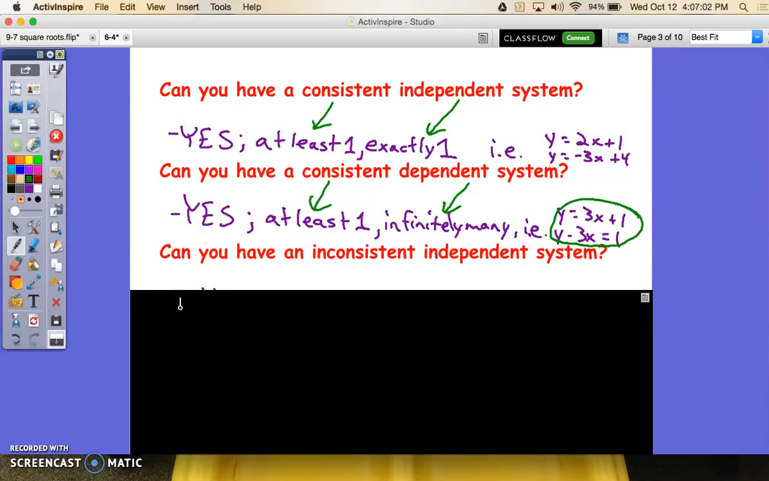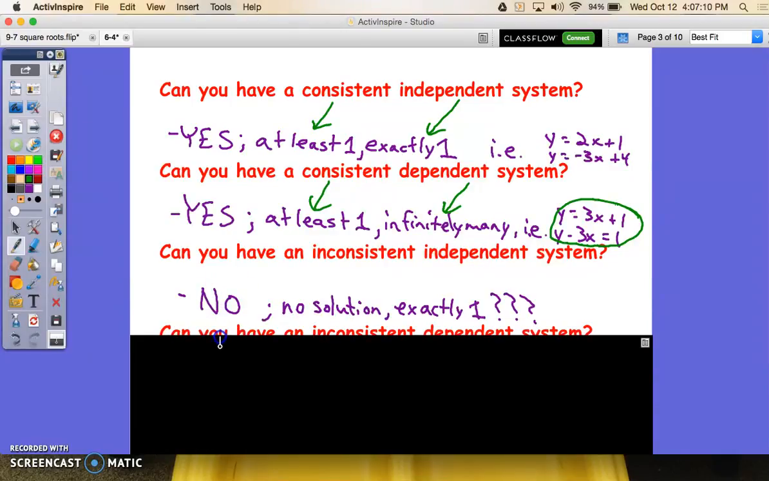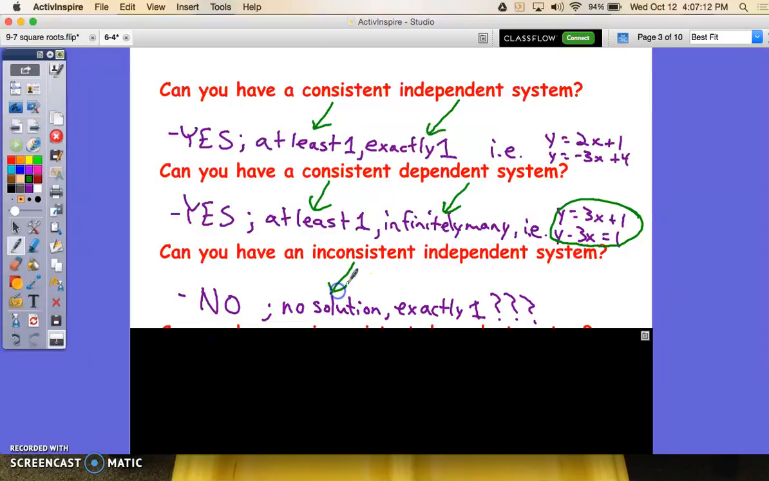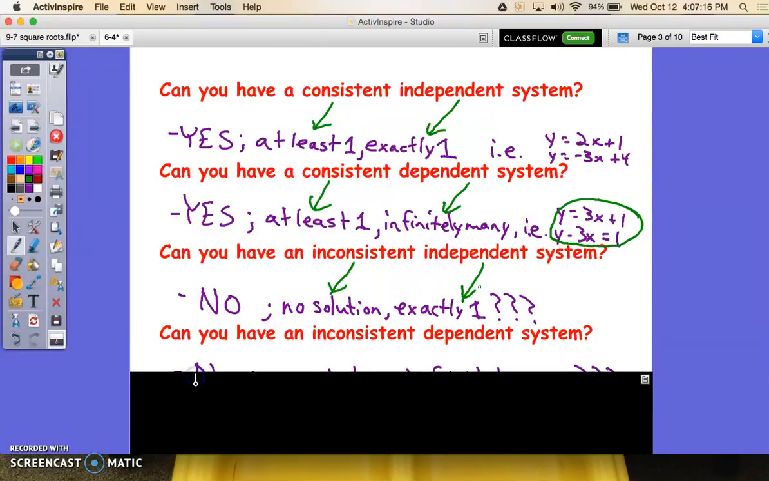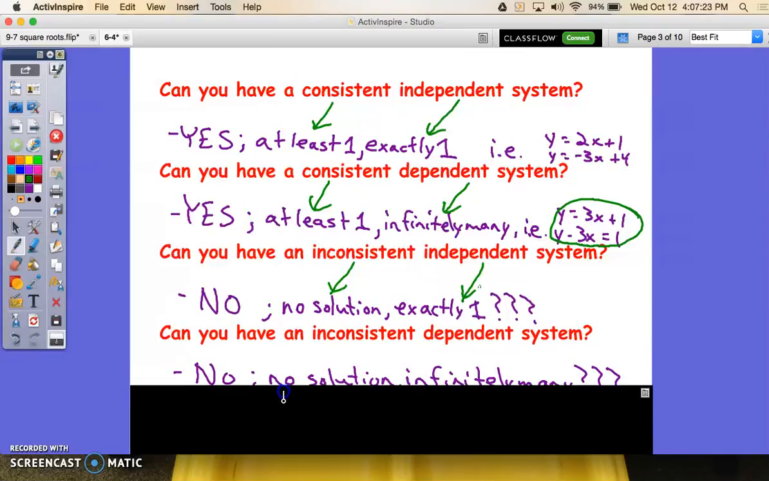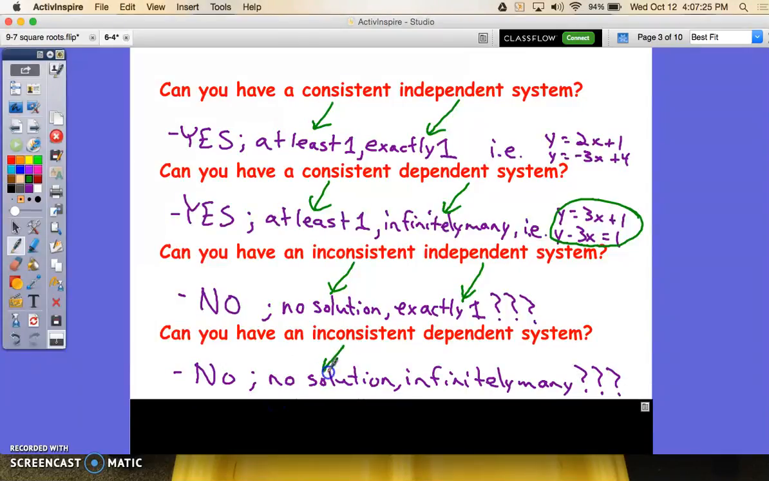Third scenario, can I have an inconsistent independent system? Well, think about what these two mean. And that is a big fat no. How can you have no solution but have exactly one solution? Not possible. And the fourth one, can you have an inconsistent dependent system? Once again, a big fat no. How can you have no solution and then have infinitely many? So that would result in an impossible situation as well.